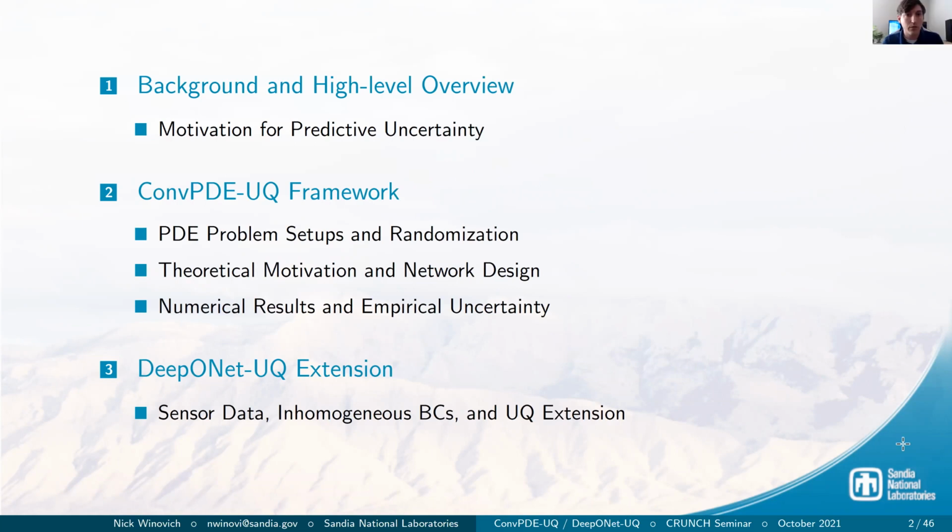First, I'll start off with some high-level overview and background. I'm sure everyone in the audience is more or less familiar with the ideas of operator networks by now, but just to make sure, I'll give a brief overview. Then I will go over two different ways that I have looked into for developing a UQ framework on top of convolutional PDE models and then the DeepONet, the fully connected DeepONet model. Hopefully we can have some discussion about how to improve the UQ extension that I am currently working on, as I'll get to at the end here.